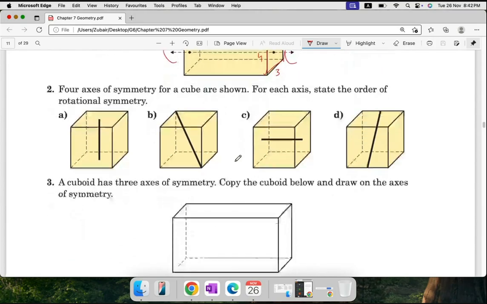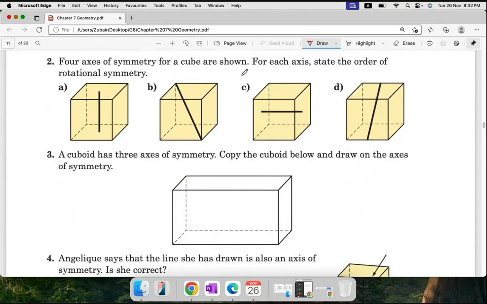Square. For each axis of symmetry of the cube as shown, state the order of rotation symmetry. Now, if I rotate it about this point, it is 4. Yes, there are 4 different positions where we can rotate and it would go unnoticed.